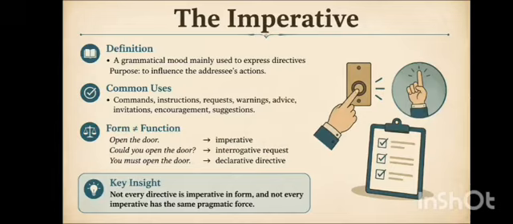And we want to highlight that the grammatical structure of a sentence doesn't always dictate its social function. Okay, look at the example, open the door. It's grammatically imperative, yes, and its function is imperative directive. But the next sentence, could you open the door? It's grammatically interrogative, and its function is polite request directive. Okay. The next sentence, you must open the door. It's grammatically declarative, and its function is strong directive.